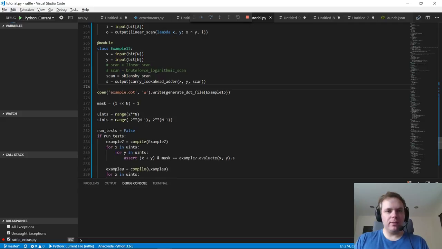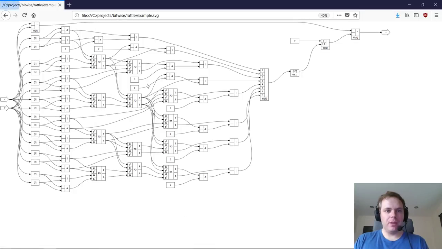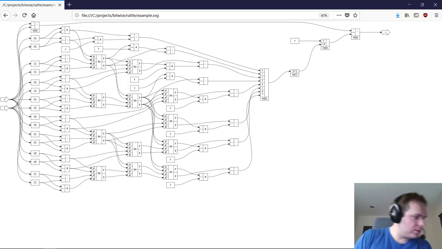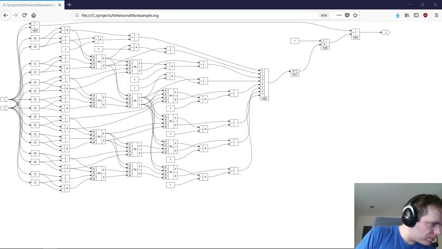Sklansky scan. How are we doing on time? I think I can finish with one more scan circuit. But this is the simplest. And as you can see, it's only marginally more costly than a kind of a linear scan circuit.